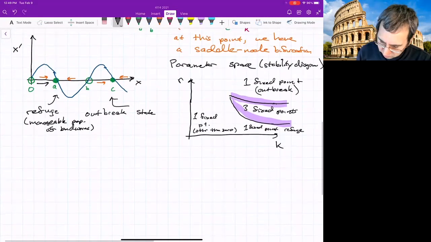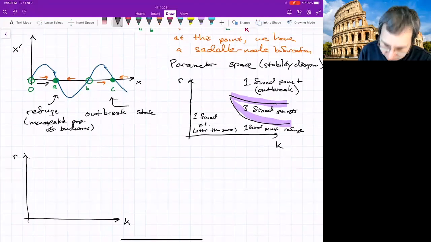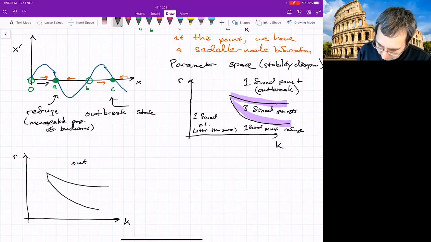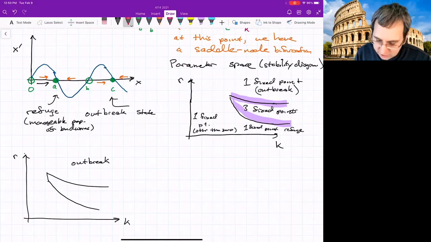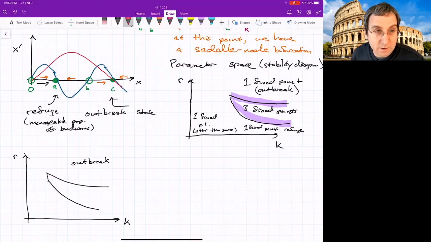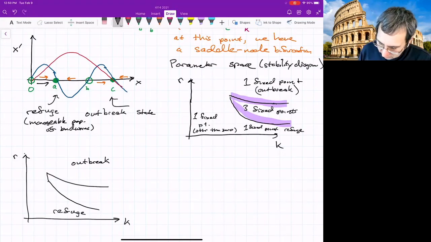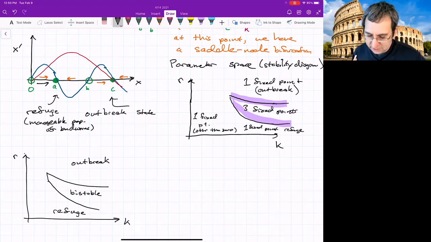So we could also show this as, I'm still plotting R versus K, but I'll plot it in a way that maybe makes more sense. Up here in this part of parameter space, the only stable point is outbreak. So you'll only get outbreak. What does that mean? That means A and B merge in this green curve up here, and we're just left with something like this, which is bad. You don't want that. And for small enough values of R, all you have is refuge. And then in between, we might say there's bistability. There are 2 stable states. So this is the bistable situation.